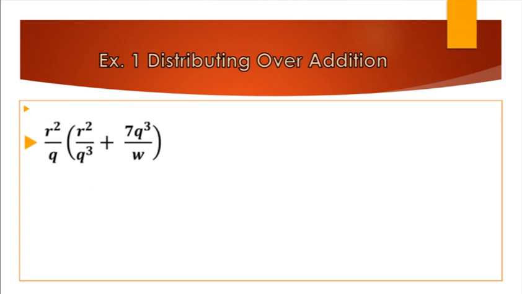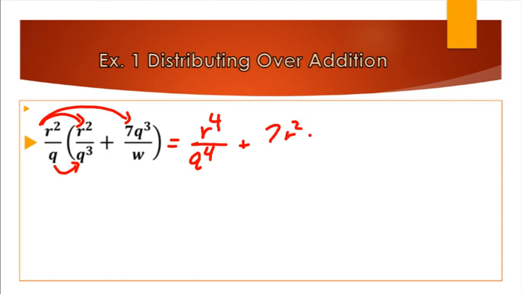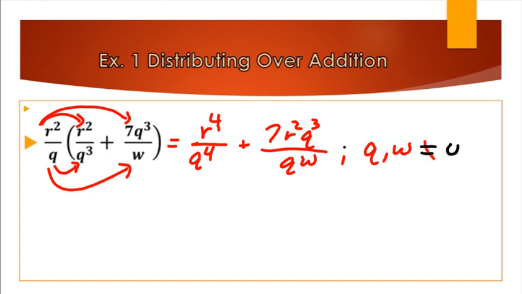Next one, r squared times r squared. We got r to the fourth. Denominator, q times q cubed is q to the fourth. R squared times 7q cubed is 7r squared q cubed over q times w, which would be qw. And then our variables q and w cannot equal 0.